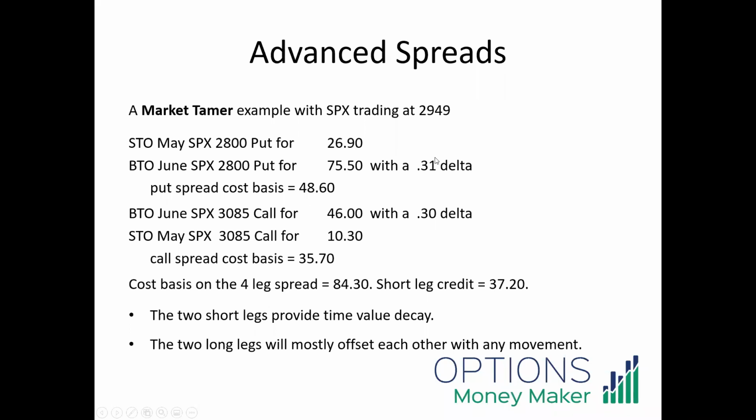The whole reason we trade this strategy is to leverage the rapid decaying time value on the short legs. It's going to be far more rapid than the long legs, and that is to our advantage. So the two short legs are going to provide a lot of time value decay, and the two long legs will mostly offset each other. If 10 points of this $37 decayed away and the long legs are offsetting each other, that's a better than 10% return. So this is just a real brief overview of how something like a market tamer works.